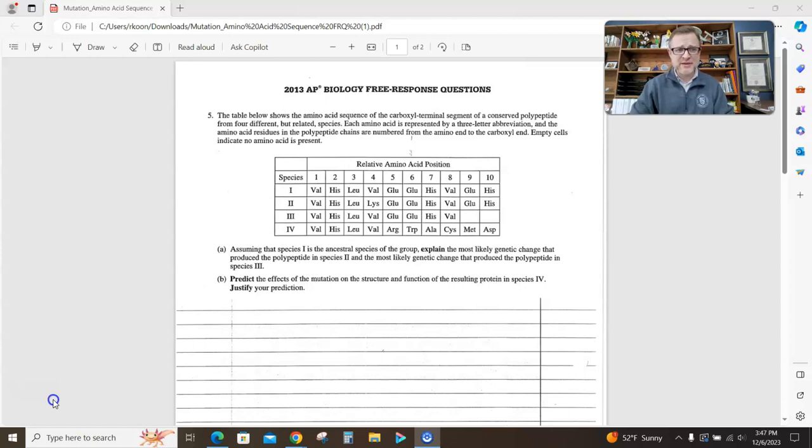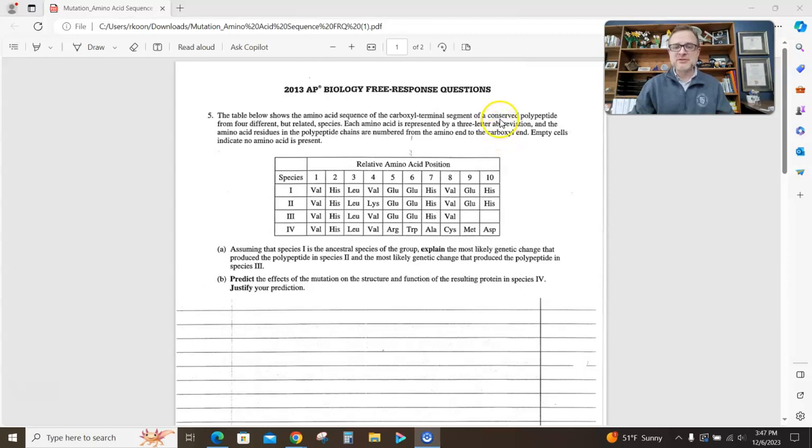So I'm given the table that shows me 4 different species and shows me 10 different positions where the amino acids are labeled here. There are several terms in the prompt that are not really relevant to the question. The fact that it's the carboxyl terminal segment doesn't really matter. The fact that you're going from the amino end to the carboxyl end doesn't really matter. The gist here is I'm given 4 different species and I'm given the amino acid sequences, and it wants me to know how you go from one species to another.